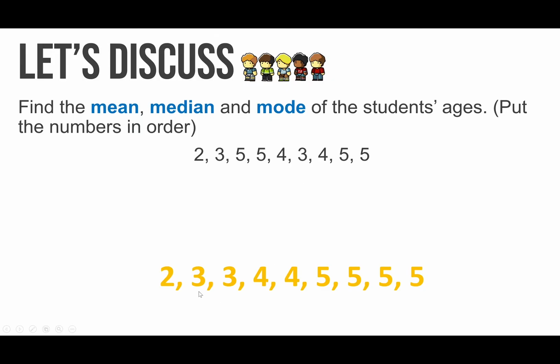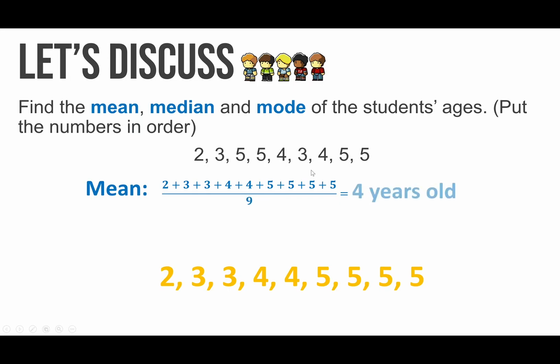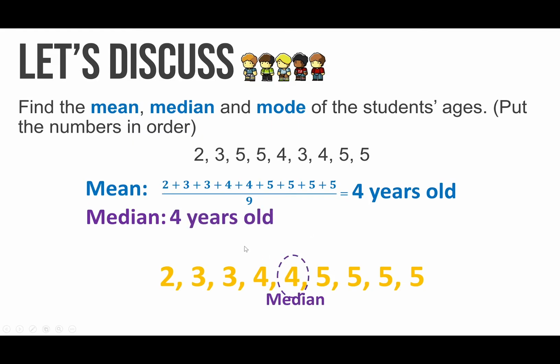First things first, I'm going to order their ages from least to greatest. Okay, let's find the mean. We're going to add everything up, and then we're going to divide it by 1, 2, 3, 4, 5, 6, 7, 8. Oh, divide by 9 because there are 9 kids. That's going to give me an average of 4 years old. I'm going to find the median, so that's going to be the middle number, which is this 4 right here. So I'm going to say that's 4 years old. And then mode, what shows up the most? Oh, see, 5, 5, 5, 5. It shows up the most, so this is going to be 5 years old.